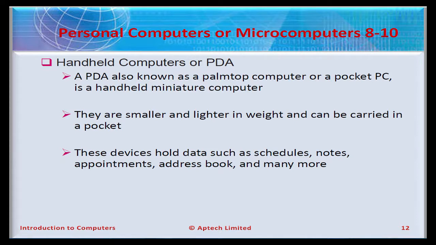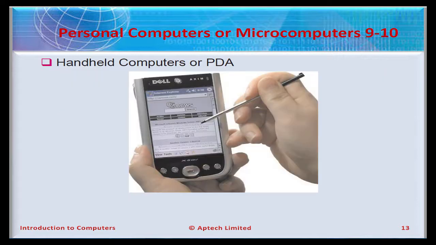Handheld computers or personal digital assistants. Now, a PDA is also known as a palmtop computer or a pocket PC, and basically these are handheld miniature computers. They are smaller and lighter in weight and can be carried in the pocket, and these devices hold data such as a person's schedules, their notes, appointments, address book, and many more. Although mostly PDAs have been replaced by your mobile phone, which offers similar functionalities. You can see we have a handheld computer given there. We have the picture.